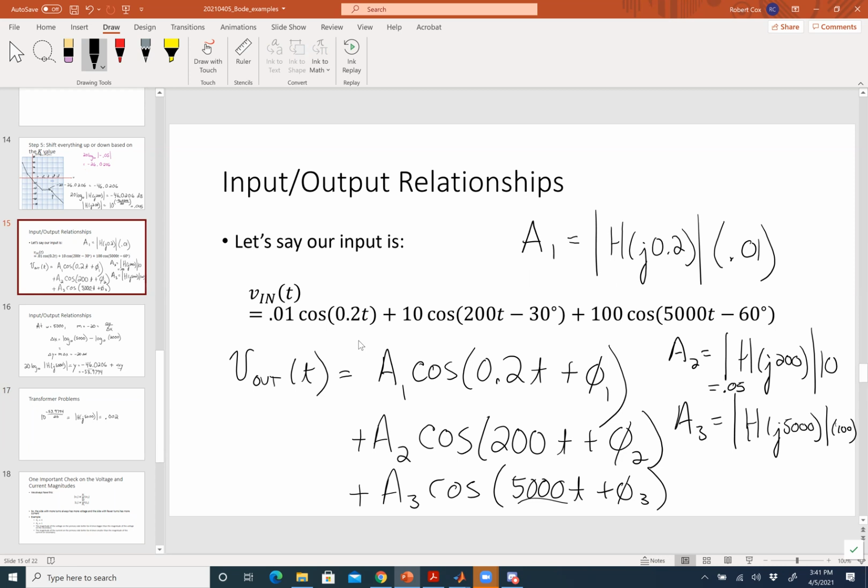So the amplitude of the output at that frequency, I put in a 100-volt waveform at 5,000. What's the magnitude of the output? Well, it's 0.002 times 100, right? So that's 2 times 10 to the minus 3 times 10 to the 2, which is 0.2, right? You guys follow that? All right, and then at 0.2, I would do something similar.